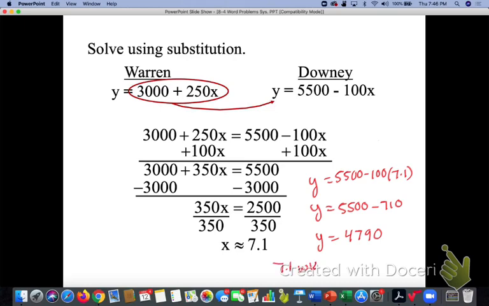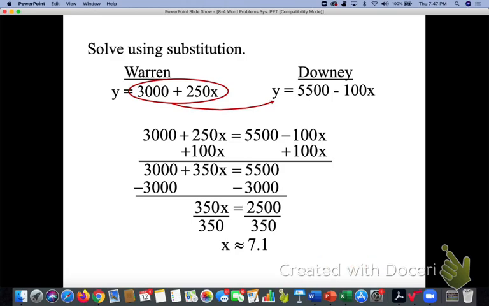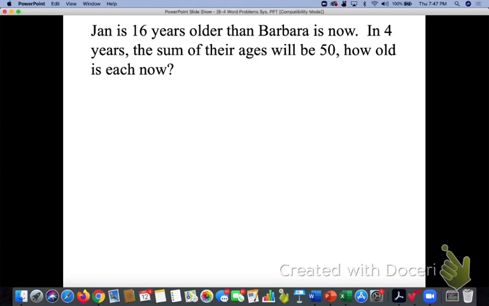So that means, going back to our original story, that it's 7 1/10 weeks. I'm sorry, 7.1 years, not weeks, years. The population was 4,790 students, and that is at both schools. Remember, at both schools. So that is our solution. All right, now I want you to start writing this. Please pause the recording and write the question.